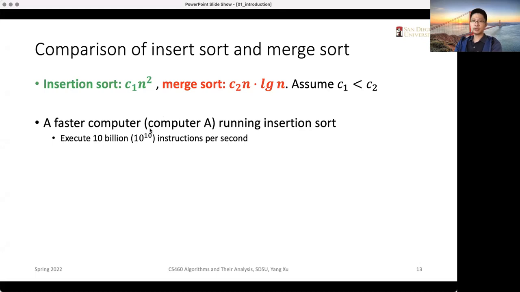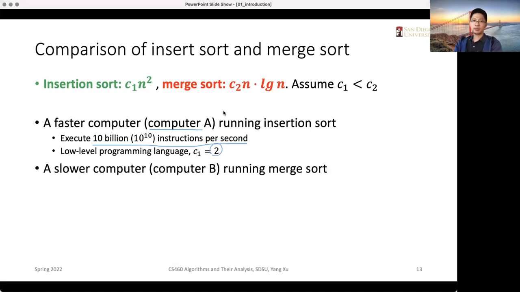Assume that computer A is super powerful and it can execute 10 billion instructions per second. Okay. And also assume that we implement it with a very powerful low-level programming language, very fast, and C1 is 2. Okay, this constant is a very small number.